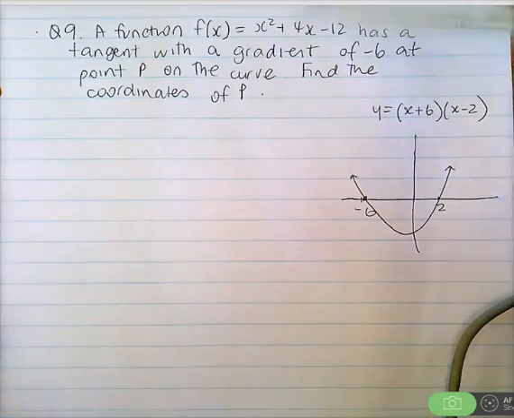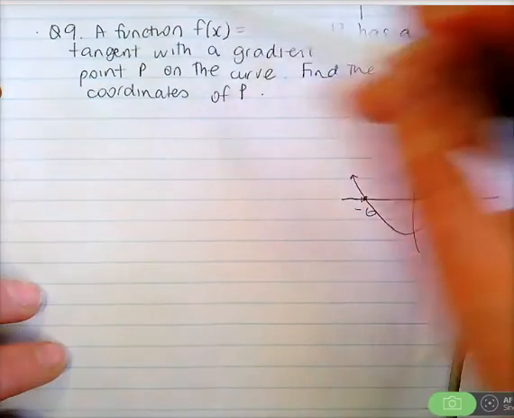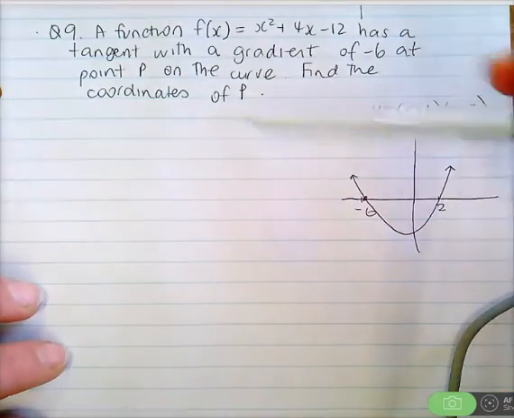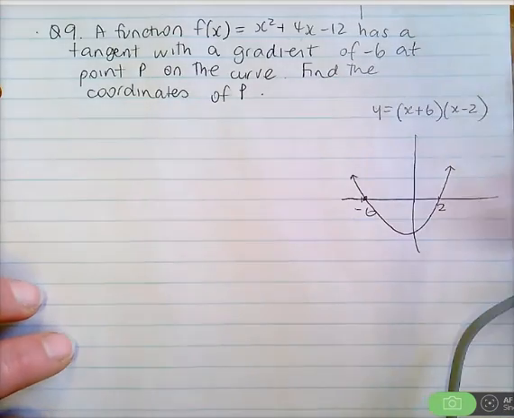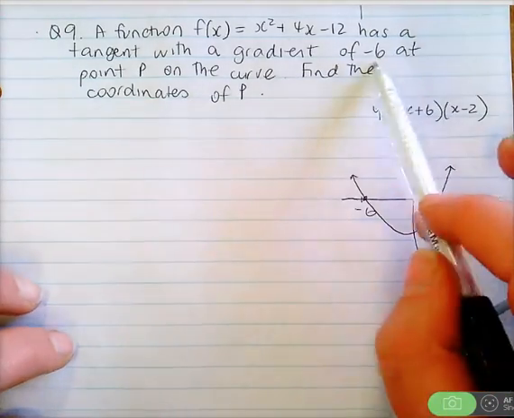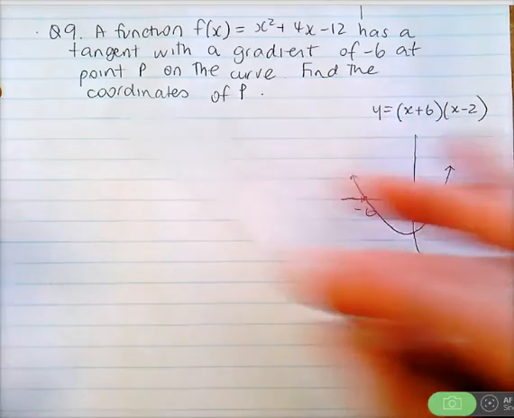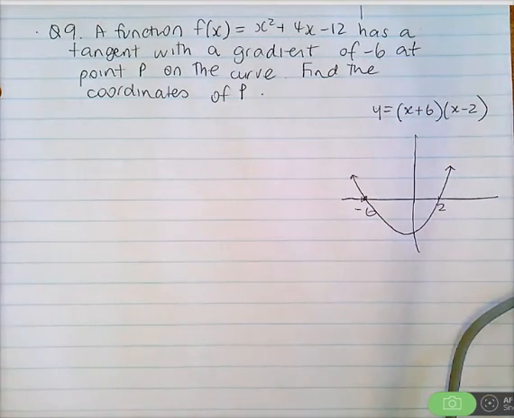So you'll know that you need to differentiate because they're talking about gradient of tangent, but you don't then substitute x equals negative 6. You actually know that when you do your substitution of x, your answer is going to be negative 6. So we're actually being asked this question in the reverse way to what we've been asked before.